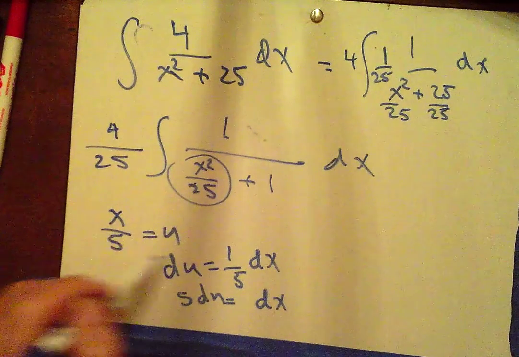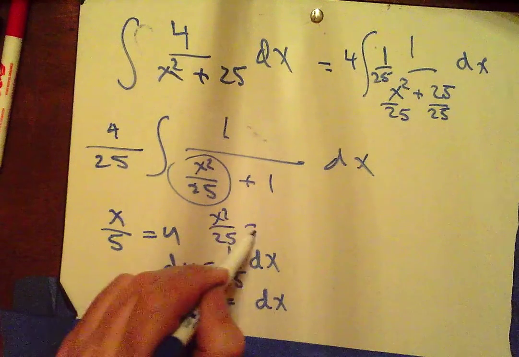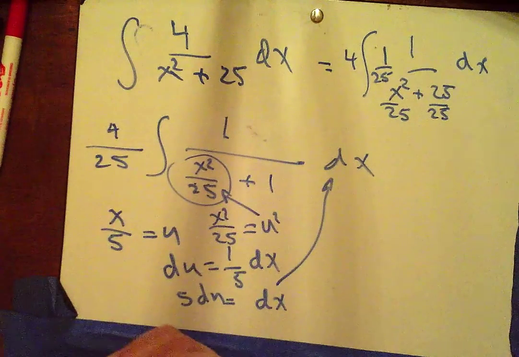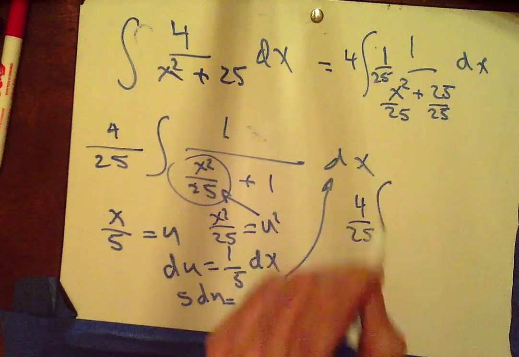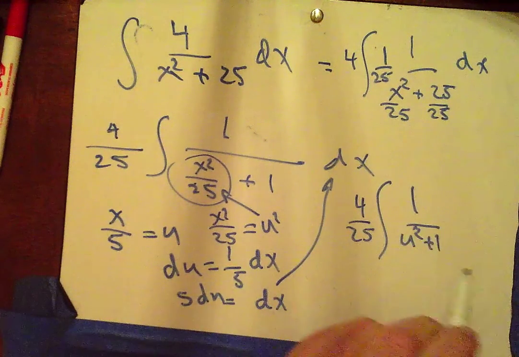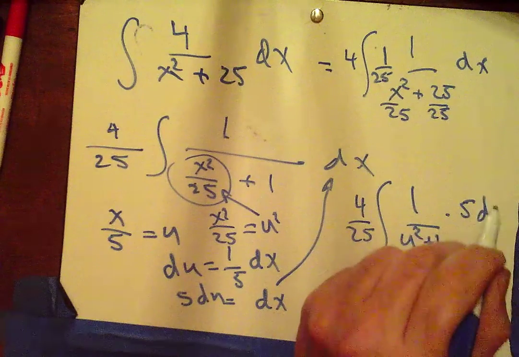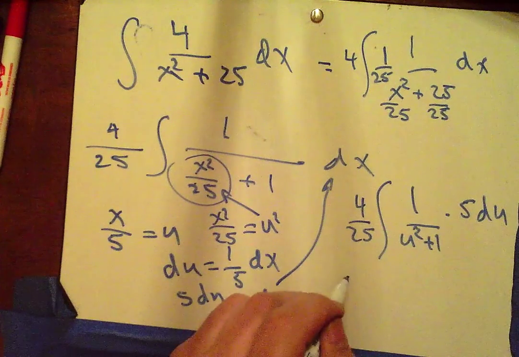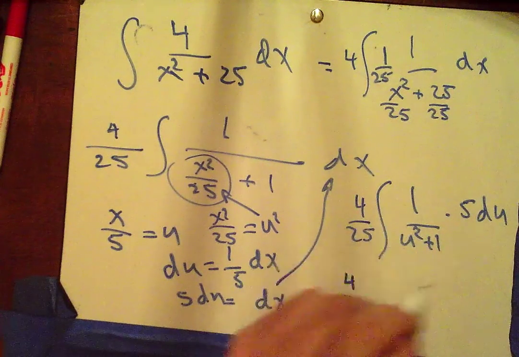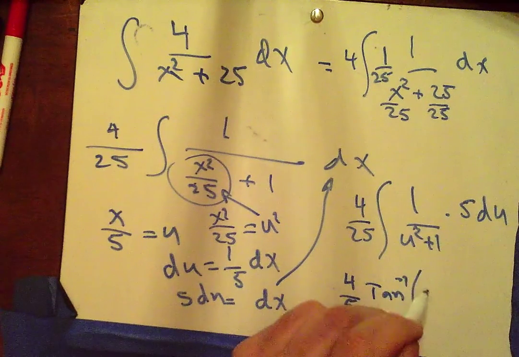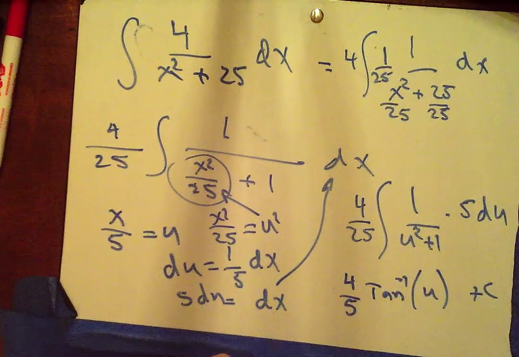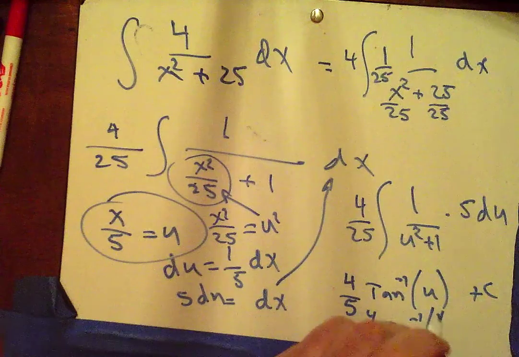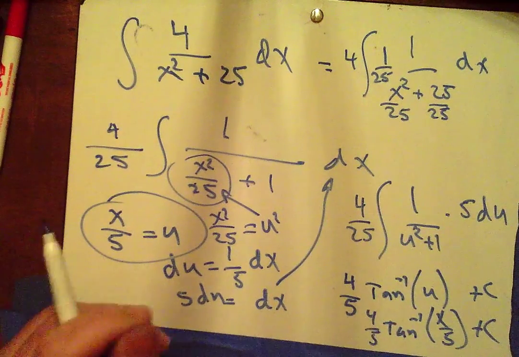And this, well, if I square both sides here, I get x squared over 25 equals u squared. So that's u squared, and that's 5 du. So 4 over 25 integral 1 over u squared plus 1 times 5 du. Well, that 5 can come out, and that 5 will then cancel with 25, leaving me 4/5. The antiderivative of this is tangent inverse of u. Don't forget the plus c, and don't forget to do that replacement. 4/5 tangent inverse x over 5 plus c.